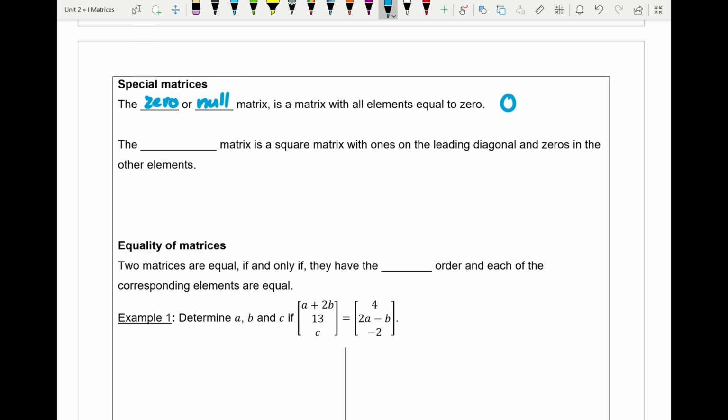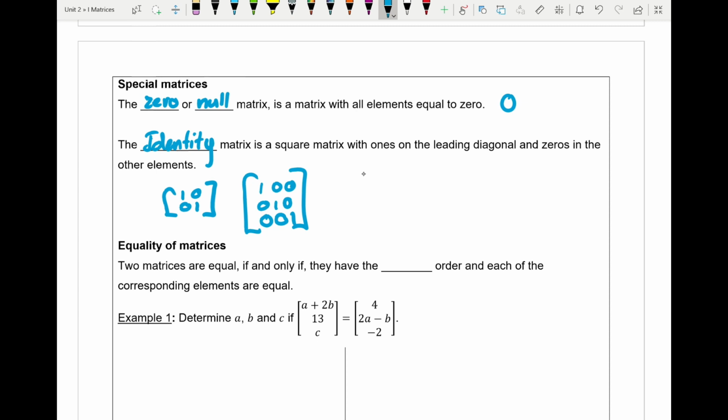Another interesting matrix that we use is called the identity matrix. So the identity matrix is always a square matrix with 1s on the leading diagonal and 0s in the other elements. So if we were looking at a 2x2, it would go 1, 0, 0, 1. If we're looking at a 3x3, it would go 1, 0, 0, 0, 1, 0, 0, 0, 1. And that pattern continues depending on how big you make it.